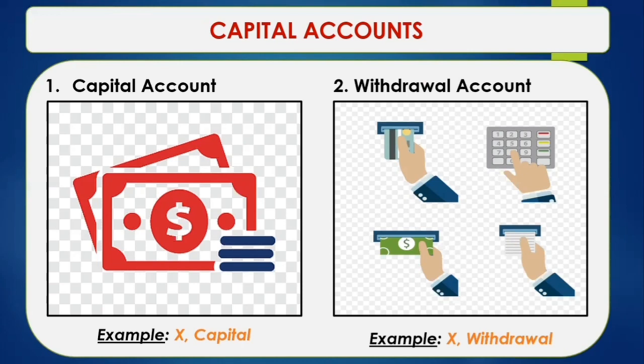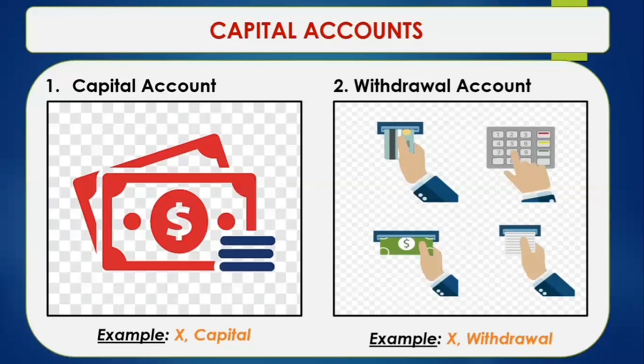In an academic problem, whenever the name of the owner is given, then you should replace X with the name of the owner as stated in the problem. Supposing the name of our owner is John Smith, so when you prepare the journal entry, you should write John Smith capital. You replace X with the name of the owner, John Smith.